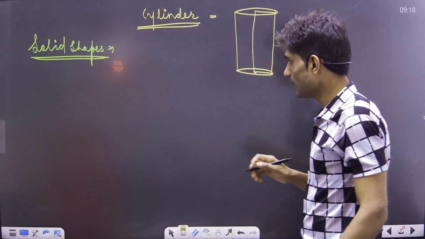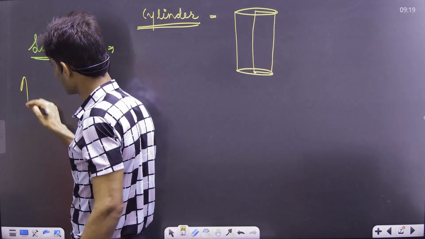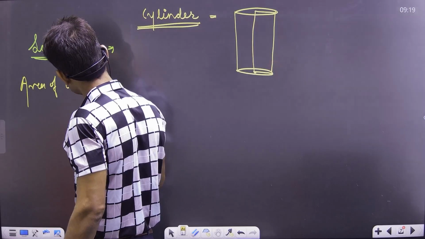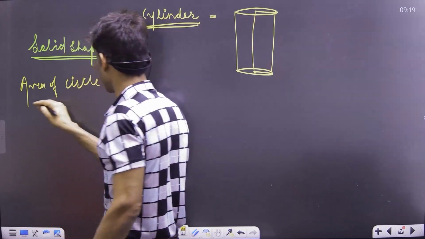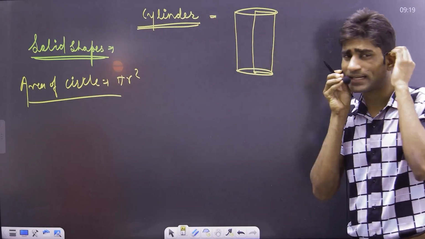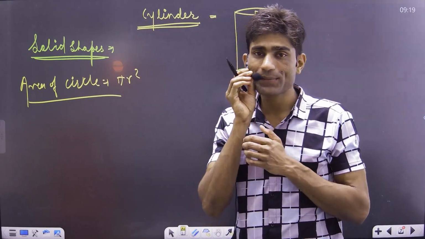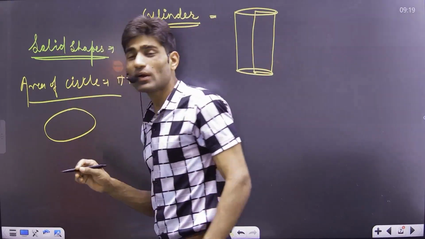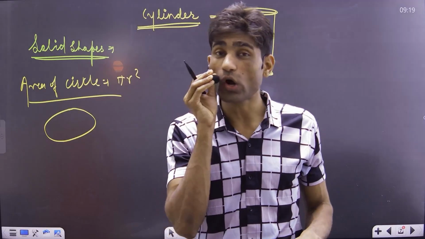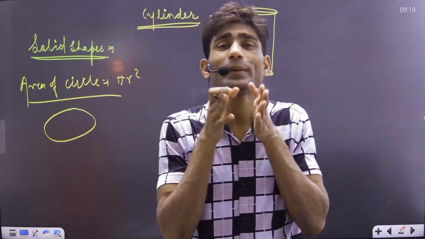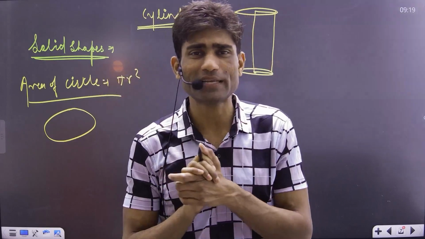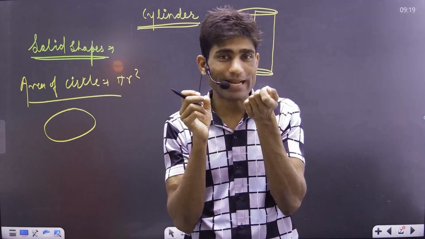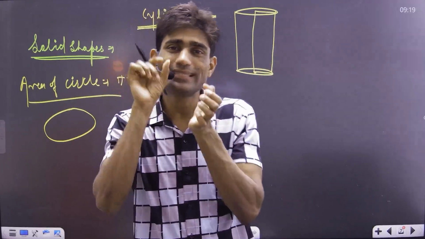Let me write the area of a circle, which is pi r square. Now see, the circle looks this way. The circle is a plane figure, which means it does not have any height. If any circle gets height, it becomes a solid shape. Consider a coin, a 1 rupee coin.